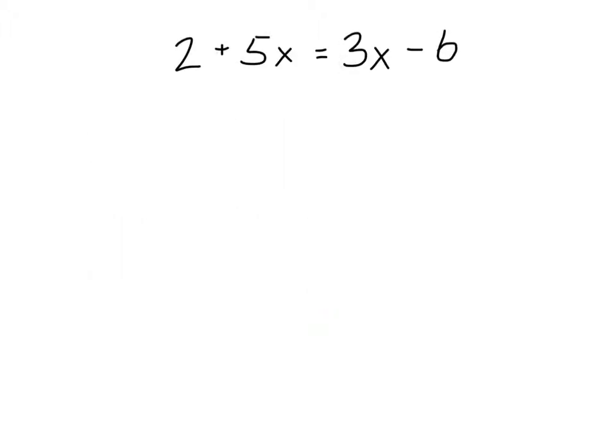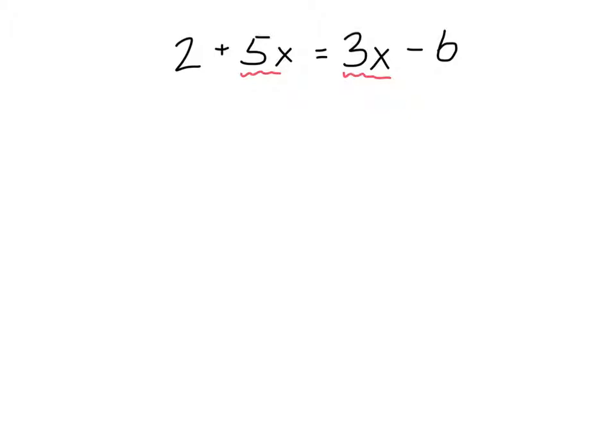So let's look at this first equation. We have 2 plus 5x is equal to 3x minus 6. So remember what I told you to do. We want to move the variables to one side of the equation and the constants to the other side. The way that I like to do it, I like to move the variables, or the numbers with the variables. So we have our 5x, which has a variable, and our 3x is the other variable. I like to move the variables all to the left side.